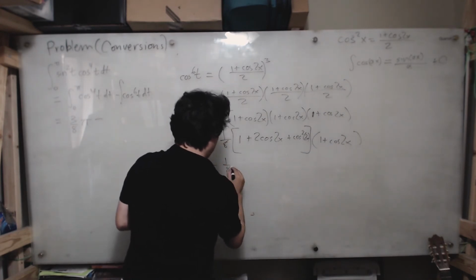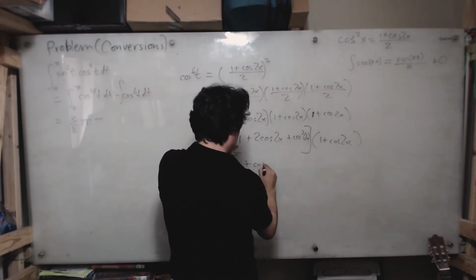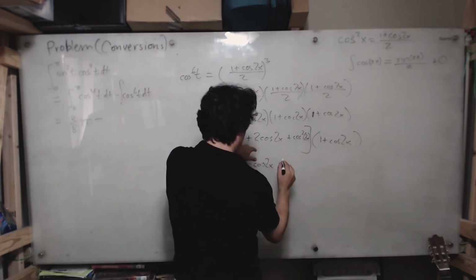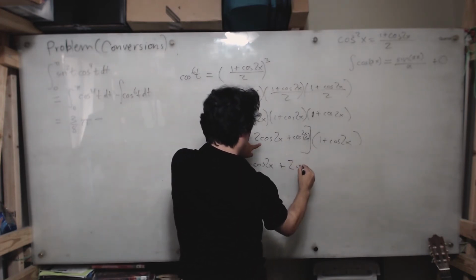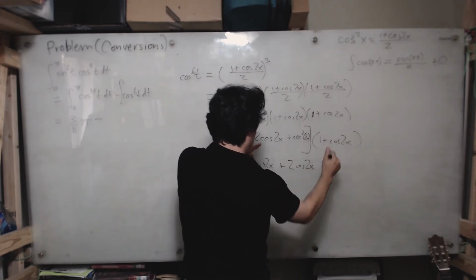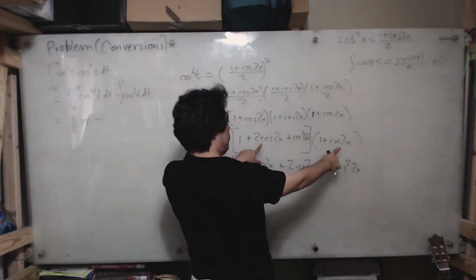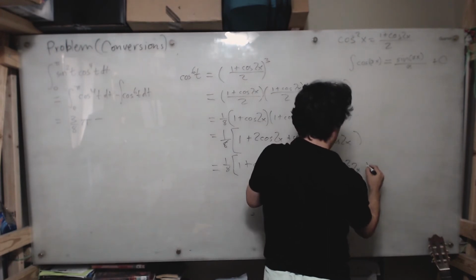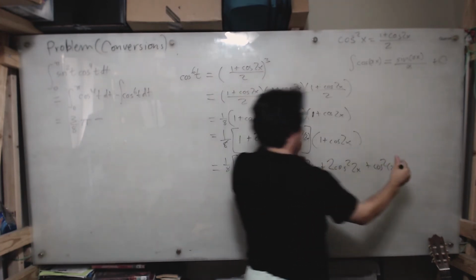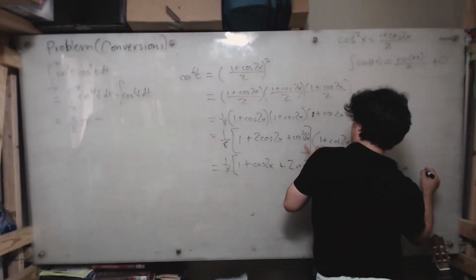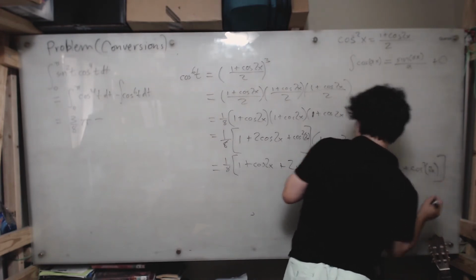So I'm going to get 1 over 8. 1 times that is going to be 1 plus cosine of 2x. Plus 1 times that times 1 times that. Then plus this times that, which is 2 cosine of 2x. And then plus 2 cosine squared of 2x, because I'm multiplying these two. Then finally I'm moving to this term, plus cosine squared of 2x. And then I'm going to multiply this, plus cosine cubed of 2x.